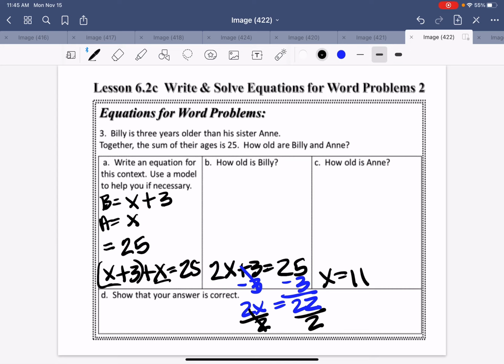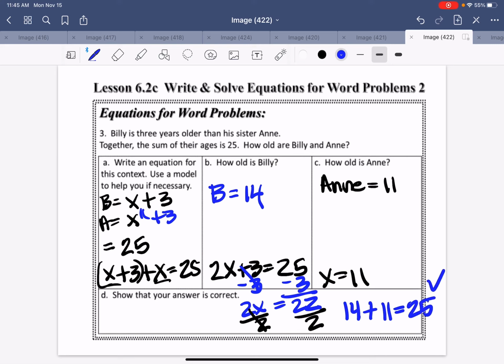That's how old Anne is. So Anne is 11, but Billy is 11 plus 3 because he's 3 years older, so that would mean Billy is 14. And then show that your answer is correct. One way we can show it is to put it equal back to 25. We could take Billy's age, 14, plus Anne's age, 11, and see, does that equal 25? And yes, it does. So we can leave it at that.